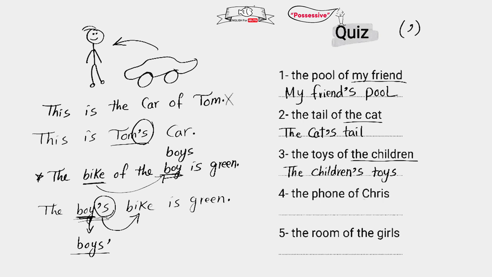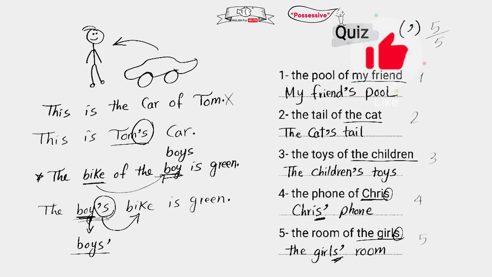Clear? Look here, the phone of Chris. Here Chris ends in S. There's S at the end, so you can just add an apostrophe here. Chris' phone, with only an apostrophe without S at the end. The room of the girls, the same rule, the girls end in S, so we just add an apostrophe, the girls' room. So in this quiz, I got 1, 2, 3, 4, 5 marks. I got 5 out of 5. What about you? What's your mark here?